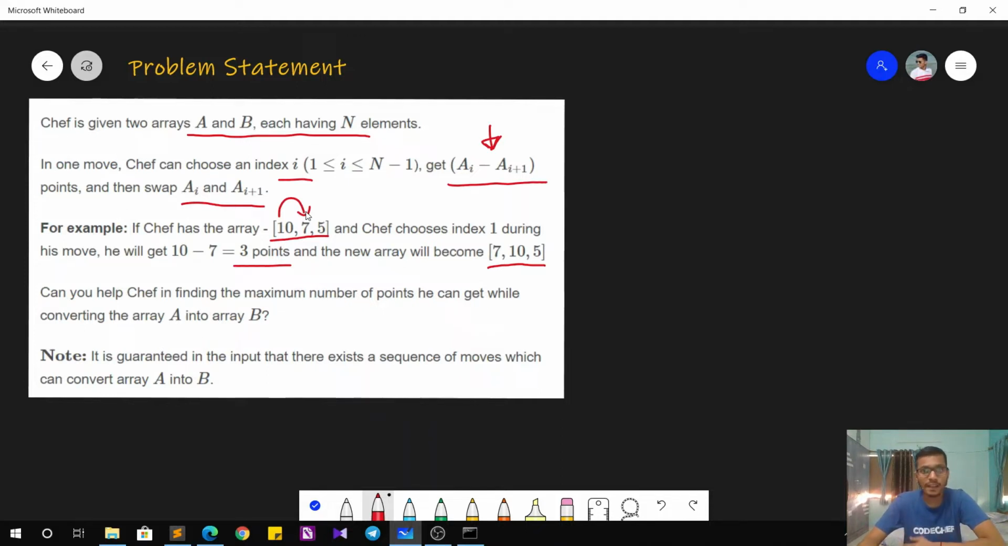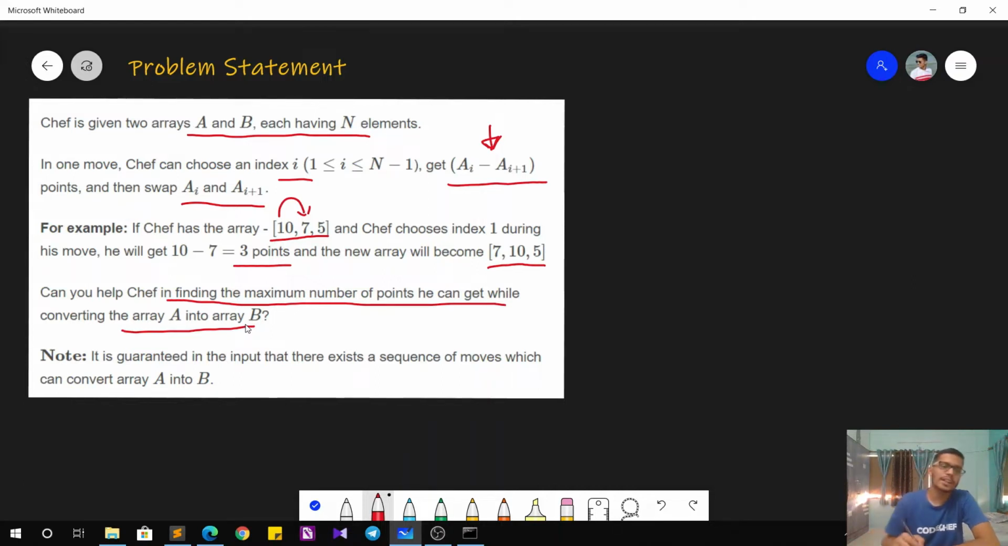So what is the target of our question? The target is that we have to help Chef in finding the maximum number of points he can get while converting the array A into array B. It means that we have to swap the elements by doing some number of moves, possibly 0, in such a way that the score is maximized.